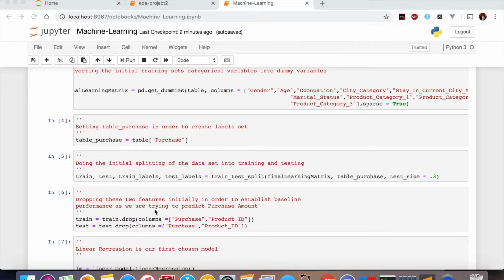The reason that we did it in this first run through is that we felt, first of all, the product ID would have been a dead giveaway as to the purchase amount, and the purchase amount was what we were using for our test labels.